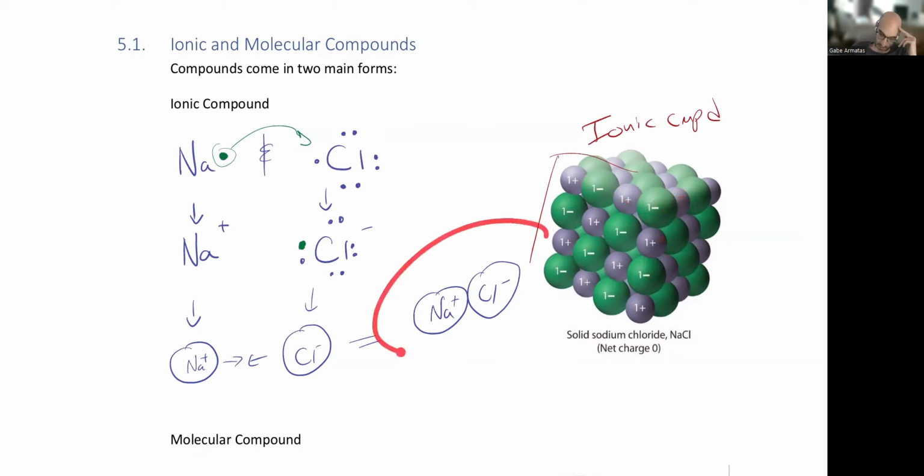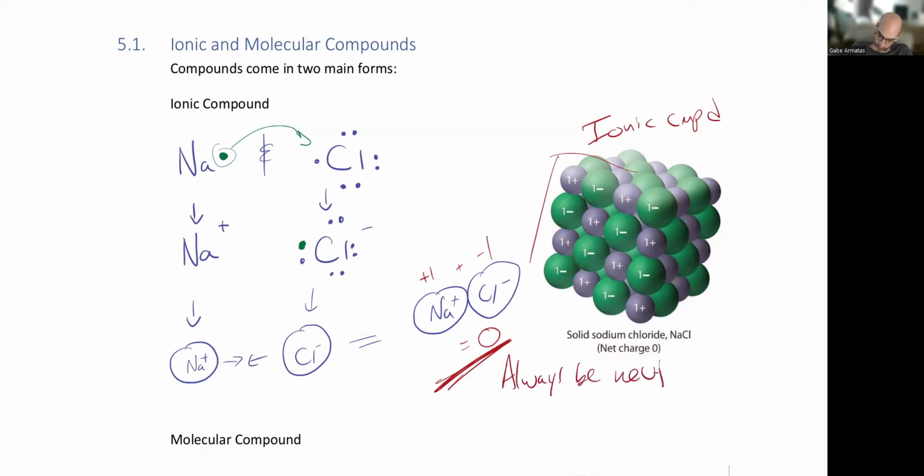The net charge, ultimately, the overall charge of this is equal to 0, right? This is +1 plus a -1, overall equal to 0. Compounds will always be neutral. So these things will always be neutral when we're done. In fact, nothing can exist as a solid and have a charge. Everything has to be neutral. Okay, so that's how we form ionic compounds.